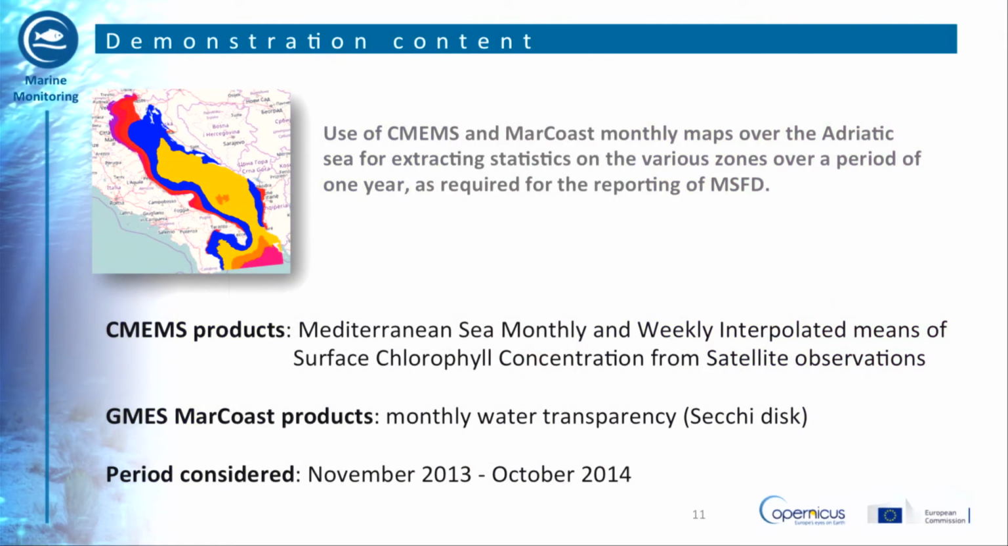In the following demonstration, a set of products from the Copernicus Marine Environment Monitoring Service and from MARCOST will be used to calculate a set of statistics over the obtained zones. The maps considered will be monthly means of chlorophyll and water transparency over 1 year, from November 2013 to October 2014. This temporal aggregation is the same required for the Marine Strategy Framework Directive reporting.